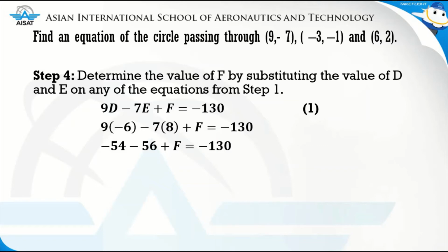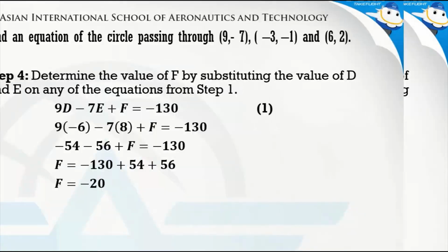So what we'll do is we will transpose all the constants, okay, on the right-hand side, leaving F on the left-hand side. So we'll have F is equal to negative 130. So when we transpose, remember that we change the sign of the term. So that becomes plus 54 and plus 56. Now adding the three of them, we will have negative 20. So now we already have the value of F, which is negative 20.